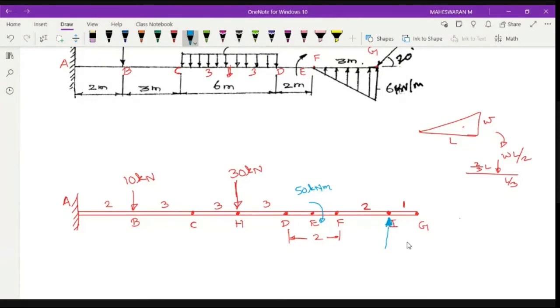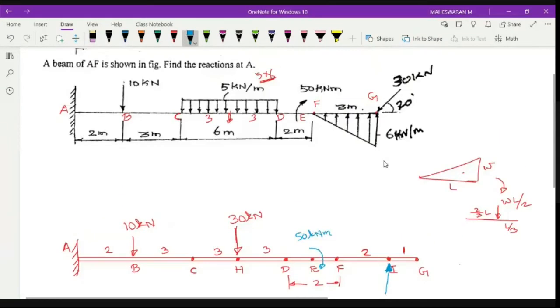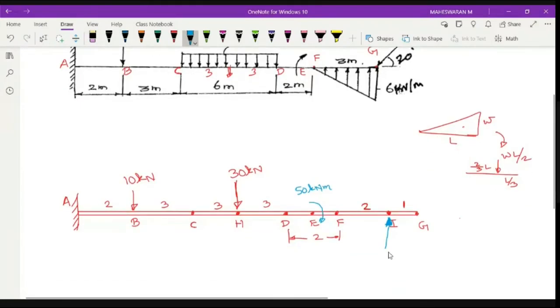Right? What is the value of this? 6 into 3 divided by 2. Right? So W into L divided by 2. So 6 into 3 is 18. 18 by 2 is 9. So this is 9 kilonewton.